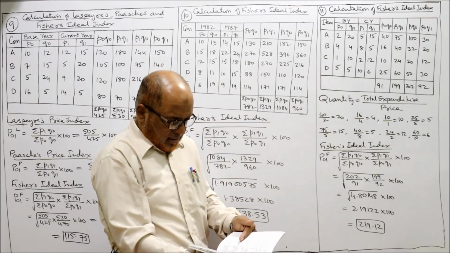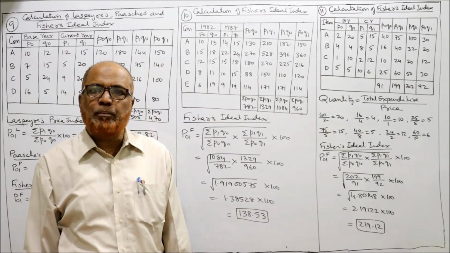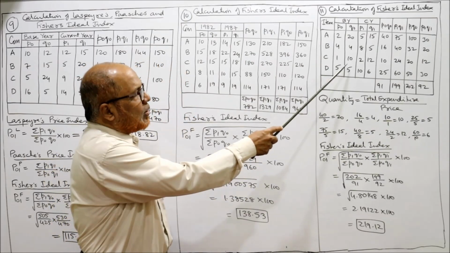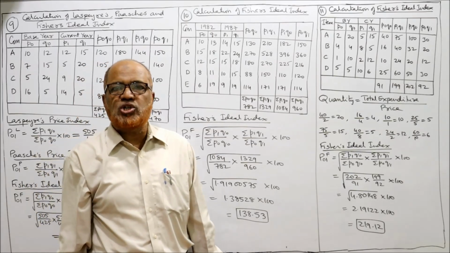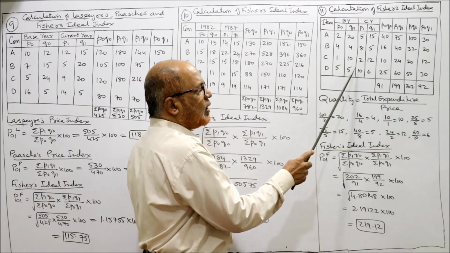Right? Next, C. For C, the expenditure is 10. Total expenditure 10, price 1. So 10 divided by 1 is 10. So 10 is the quantity for C. And for D, see, 25 is the expenditure, 5 rupees is the price. So 25 divided by 5, 5 is the quantity.